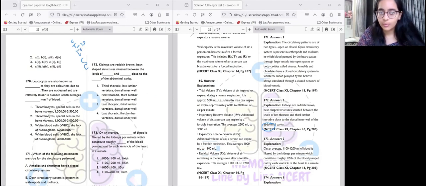Okay. So now when we begin from here, let's see. The answer is thorax and lumbar. So it's in the last thoracic and the first lumbar. Is it correct? Or is it the last thoracic and the third lumbar? First thoracic and third lumbar, third thoracic and last lumbar. So the answer for 172 is 3, which is between the last thoracic and the third lumbar.